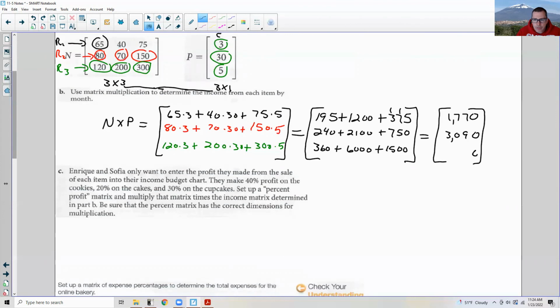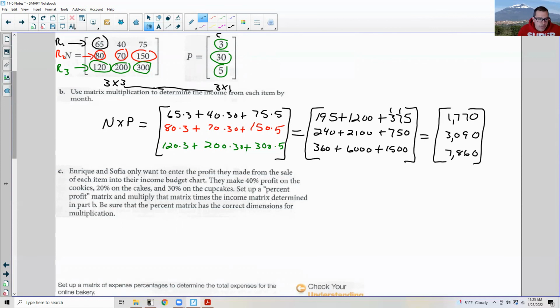And we have all zeros in the ones. In the tens, we have 0, 0, and 6. In the hundreds, we have 5 and 3, which is 8. And in the thousands, we have 6 and 1, which is 7. Okay, so we should have gotten 1,770, 3,090, and 7,860.